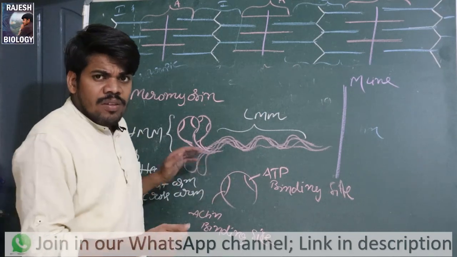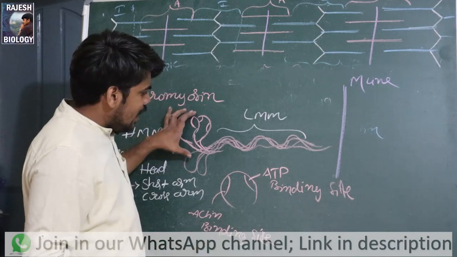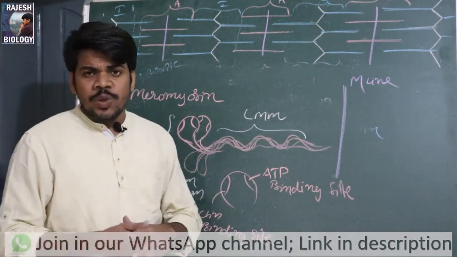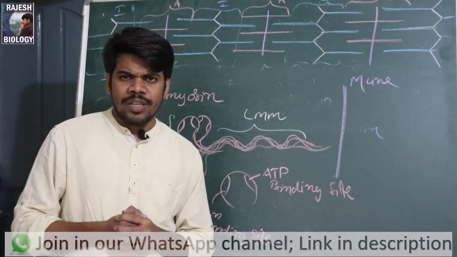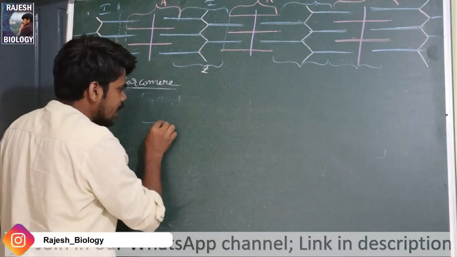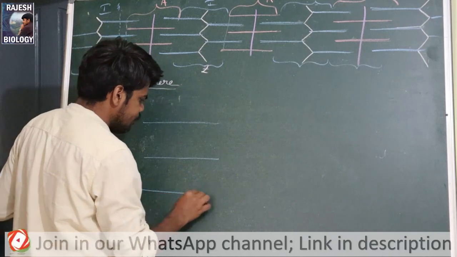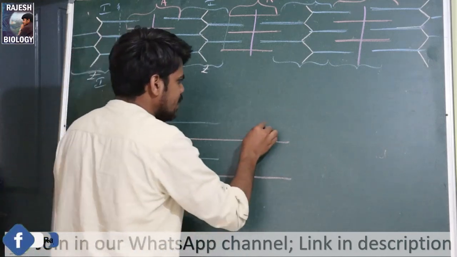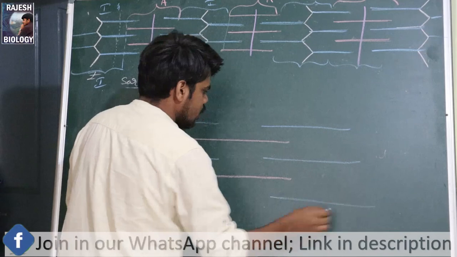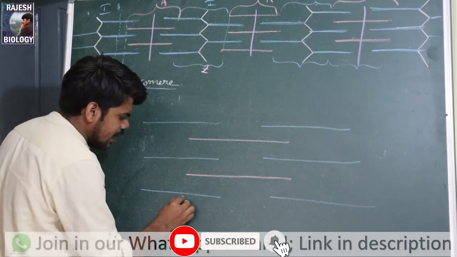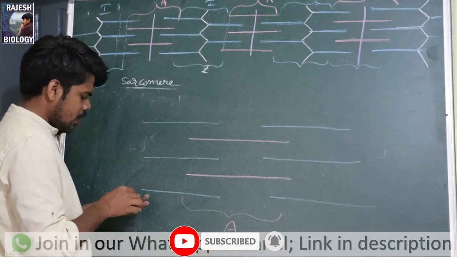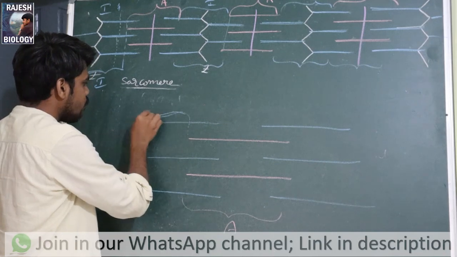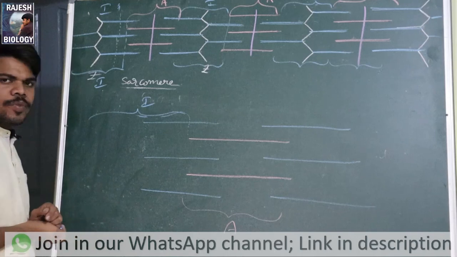Next, we will observe this entire sarcomere structure in a detailed manner, how the actin is present, how the myosin is present. And later, in the next video, we will discuss the sliding filament theory. So, for example, if it is actin filaments, it is myosin, and it is actin. The region up to the myosin is called the A band. Where there is no myosin, only actin is present, that is the I band.